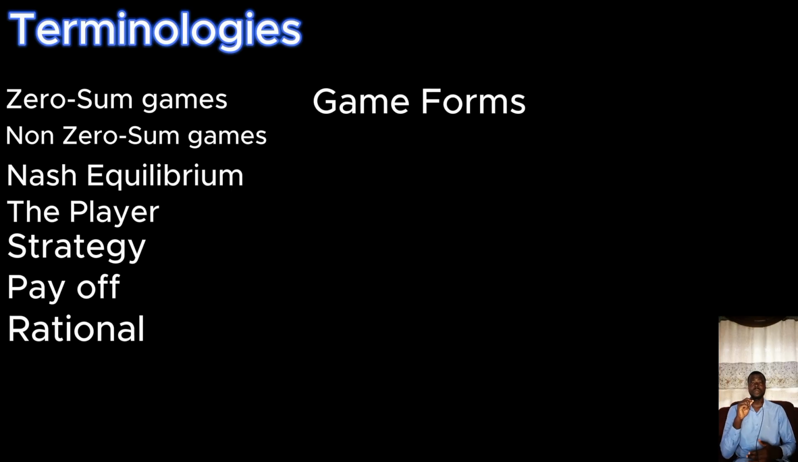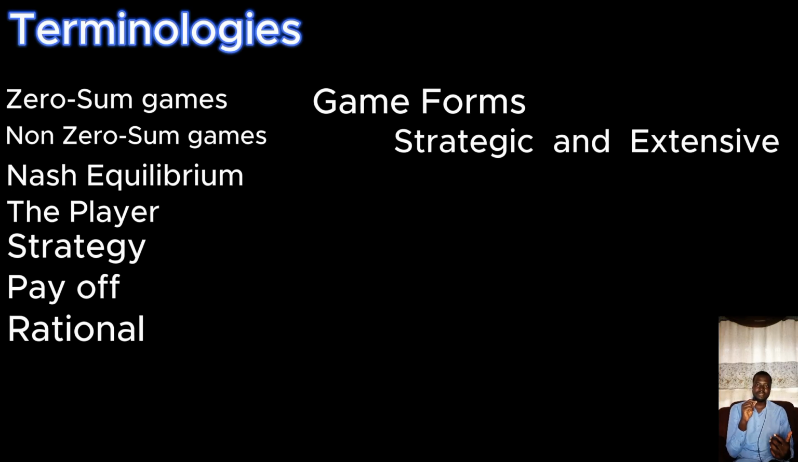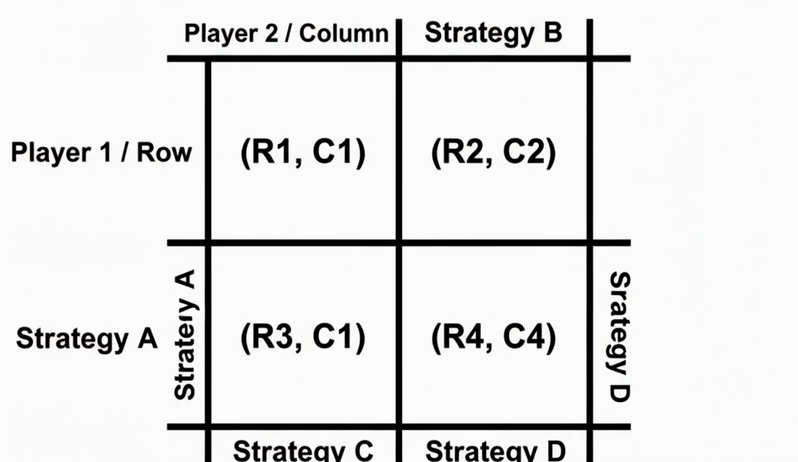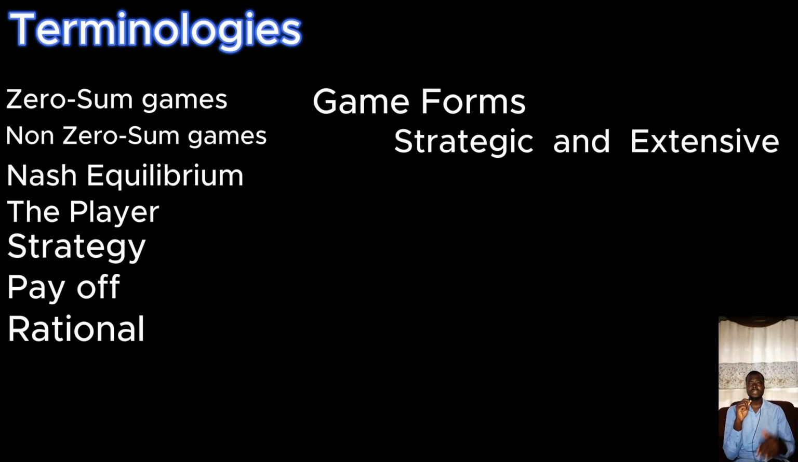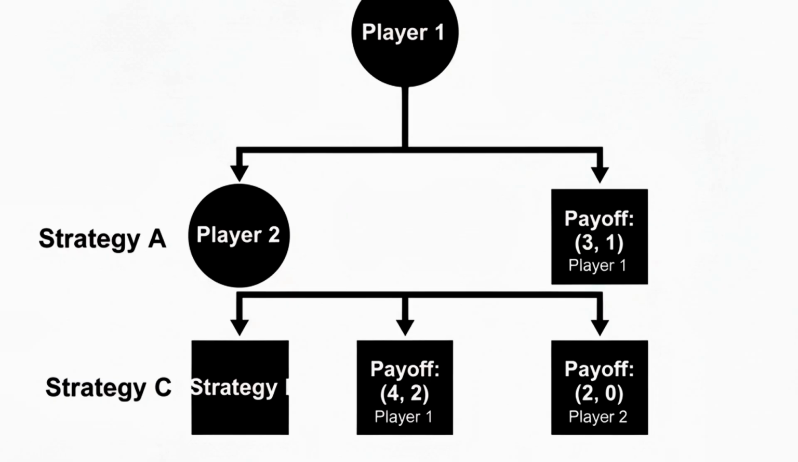Games are described in a couple of ways. We have the strategic form or the extensive form. The strategic form uses a payoff matrix, a simple grid showing strategies and payoffs. This is applicable in simultaneous games where players choose their actions without knowing what their opponent is doing. The extensive form uses a game tree, a diagram that shows a sequence of moves. This is for sequential games where players move in turns, like the game of chess.